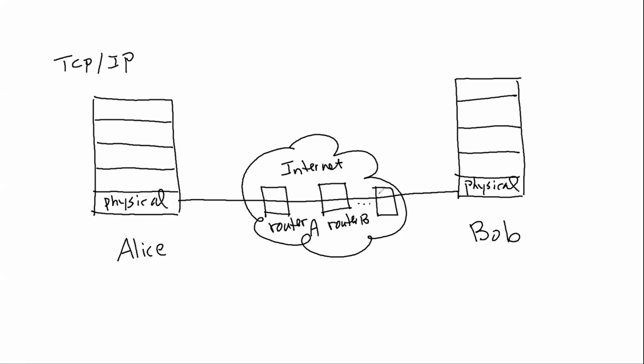So these signals will go through these routers. On top of the physical layer is the data link layer, and then on top of it is the network layer. That's where IP sits, the Internet Protocol. That's at the network layer.